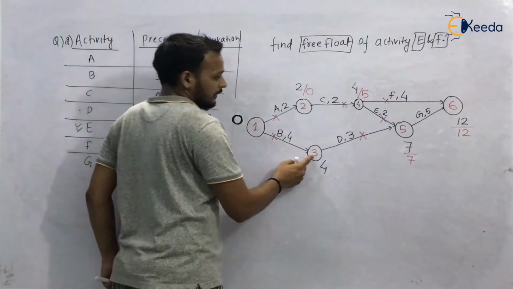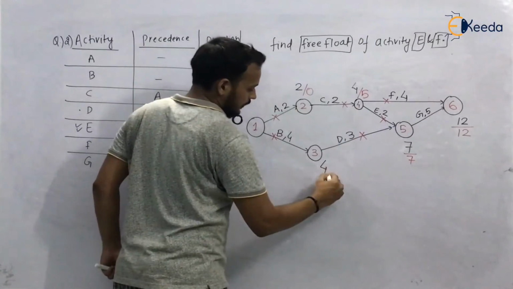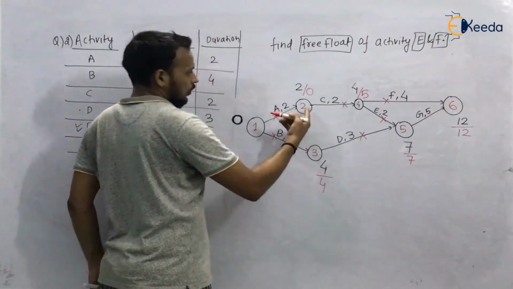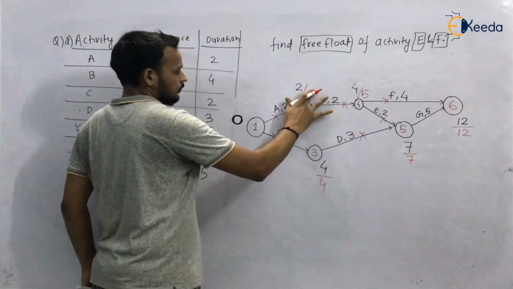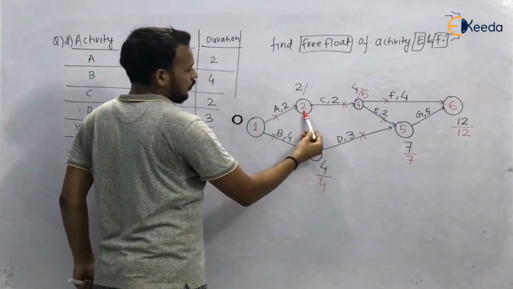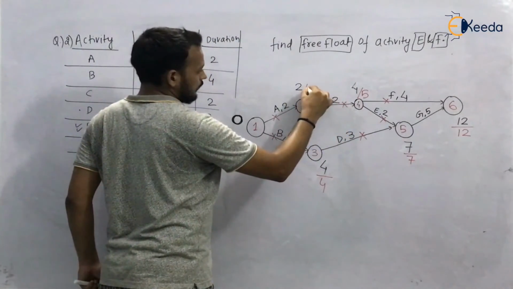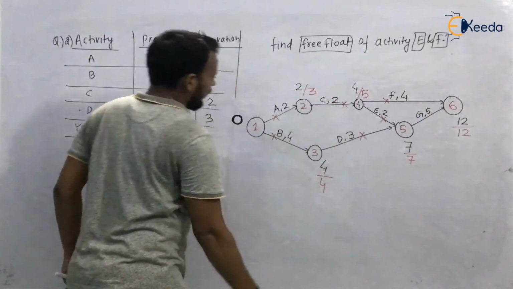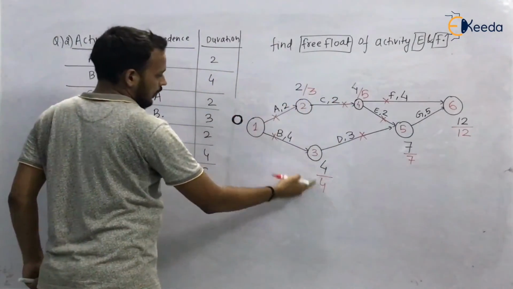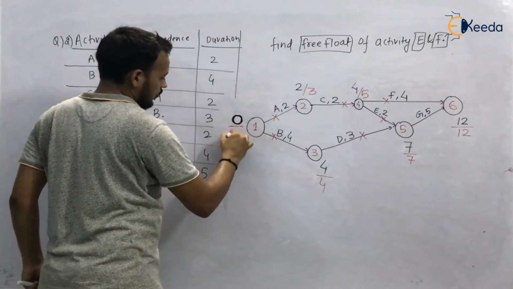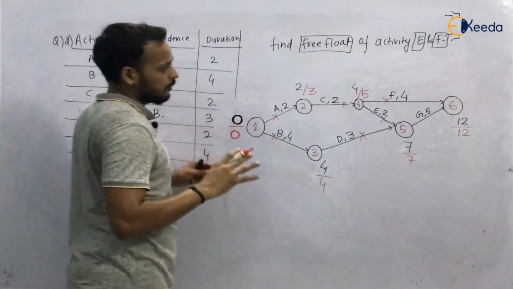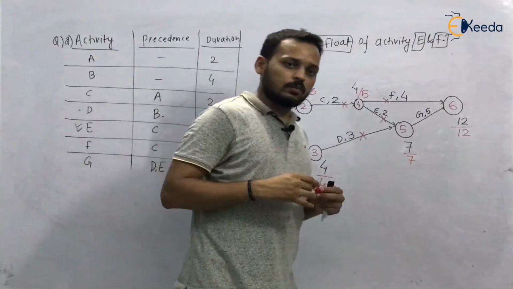Now go to event 3. 7 minus 3, it is 4. Now we have to go to 2. 5 minus 2, it is 3. And here 3 minus 2, 1, and 4 minus 4, it is 0. So we have completed our forward computation and backward computation.